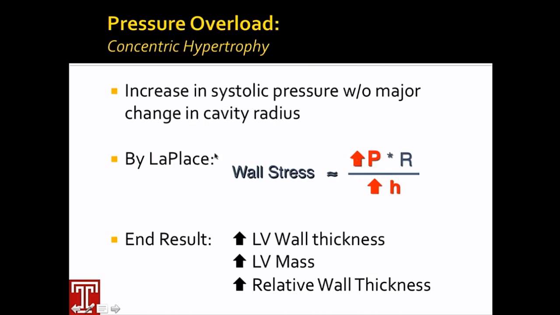By this Laplace relationship of wall stress, the increases in pressure are balanced out by an increase in wall thickness. Increases in left ventricular wall thickness lead to an increase in left ventricular mass to above normal range, but also accompanied is an increase in wall thickness, an increase in LV mass, and an increase in relative wall thickness, because the radius of the cavity is not changing. The thickness of the walls is increasing because of increased pressure.